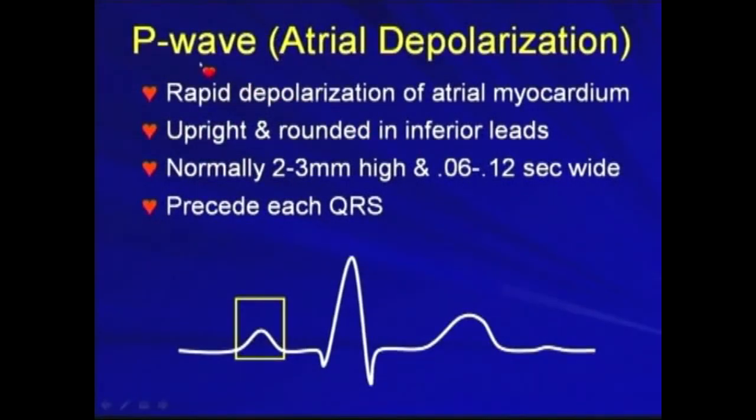So the P wave actually represents the atrial depolarization. It is the rapid depolarization of the atrial myocardium. It is upright and rounded in inferior leads. Normally, it is 2 to 3 millimeter high and 0.06 to 0.12 second wide, and it precedes each QRS complex in sinus rhythm.